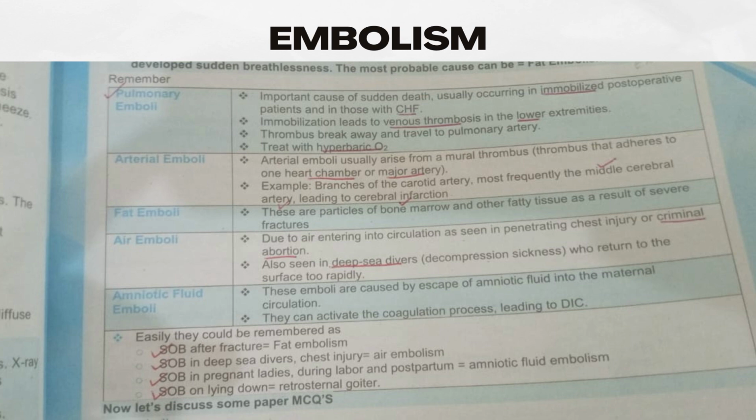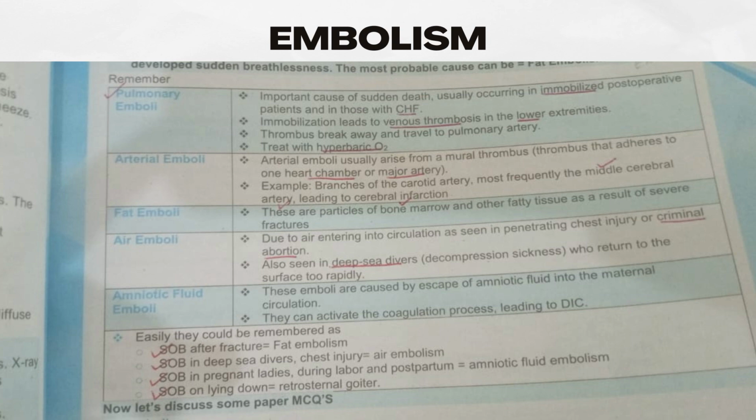Whereas arterial emboli usually arise from a mural thrombus that adheres to a heart chamber or major artery. An example is the branches of the carotid artery, most frequently the middle cerebral artery, and that leads to cerebral infarction. So there is a thrombus in the middle cerebral artery, a branch of the carotid artery, and then it leads to cerebral infarction.